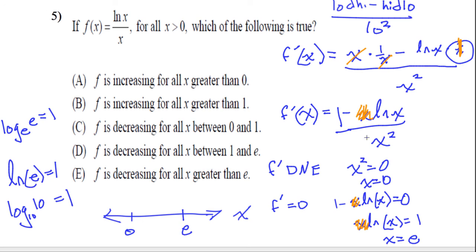So the number line is 0 and e. Anyway, so there's 0. We can't plug in anything over here. It's not in the domain.